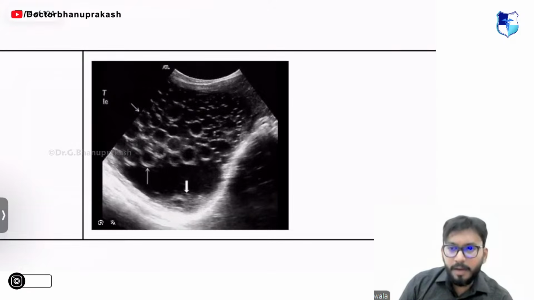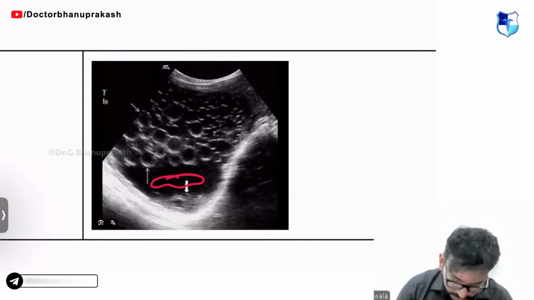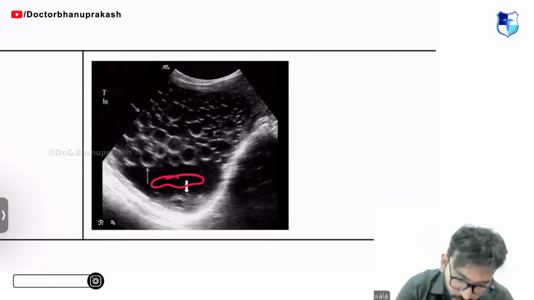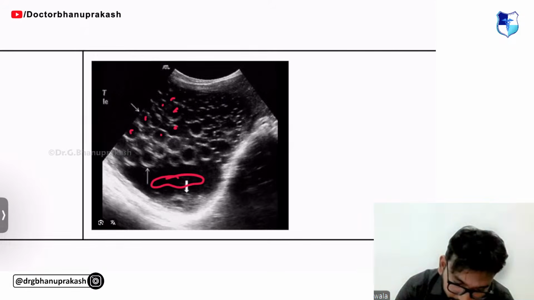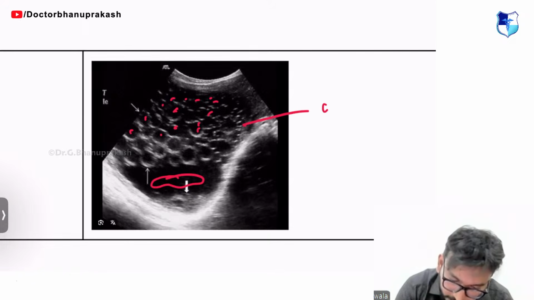Look at this again. A pathology. You can see this black. This is fluid. Inside all these vesicles, you see black. All these are fluids. All these are multiple cysts.